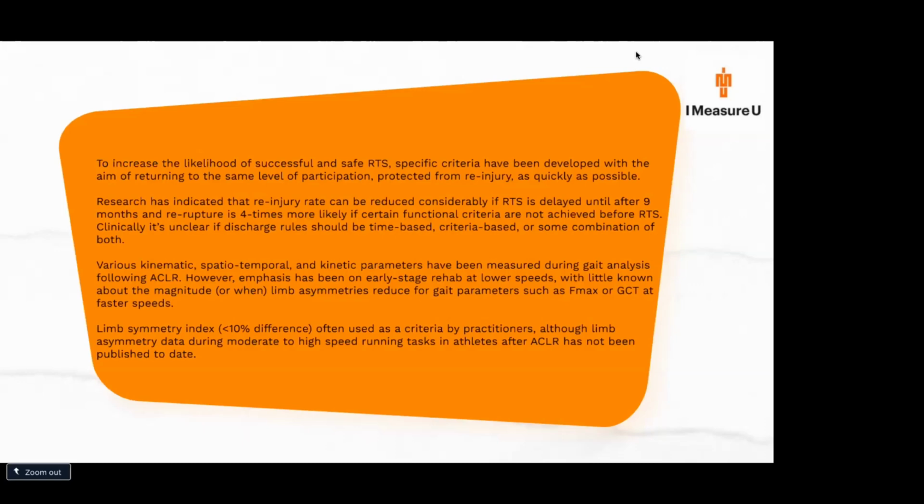The rationale was finished off by indicating that symmetry index is often used as a criteria by practitioners, and a less than 10% difference is often cited. But the reality is there's no asymmetry data that's been published during moderate to high running speeds. So this was completely novel, and it was really interesting to see the outcomes. All right, that's fascinating.